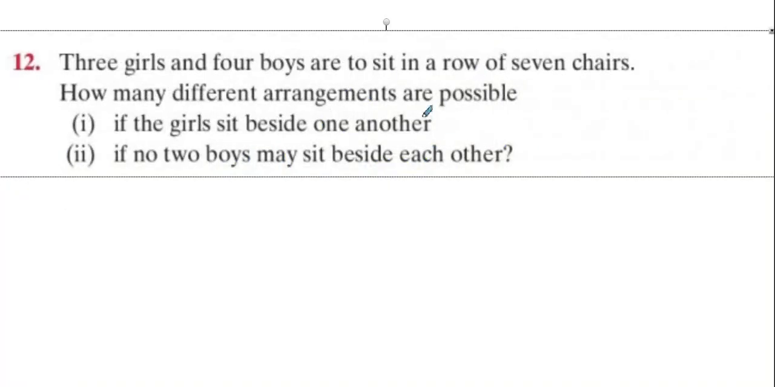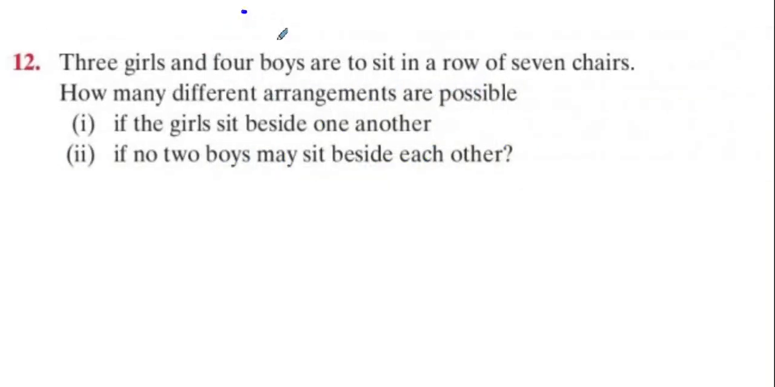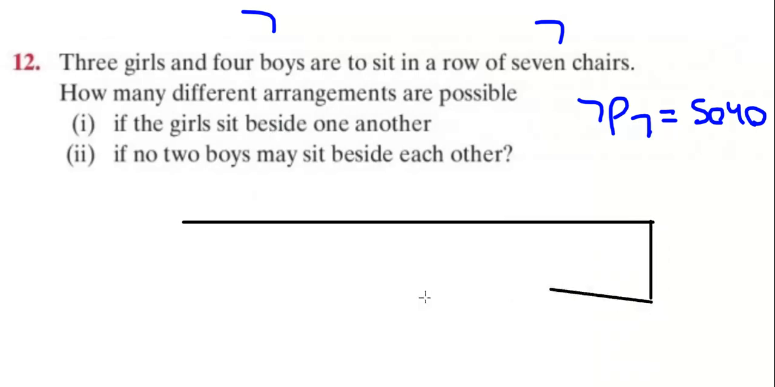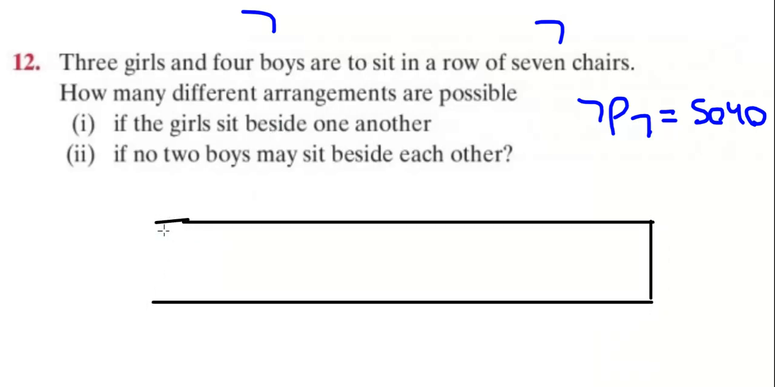Hey guys, question 1. There's 7 people in total for 7 chairs. 7 people, pick 7 positions, 5,040. Now, part 2 is where you make your money. The boys are not allowed to sit near each other or beside each other. So there's still 7 slots, isn't there?